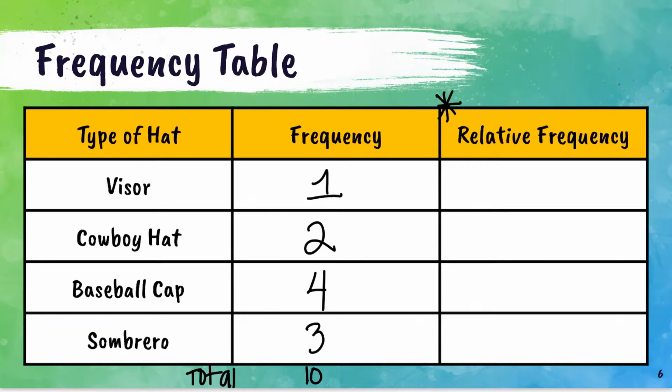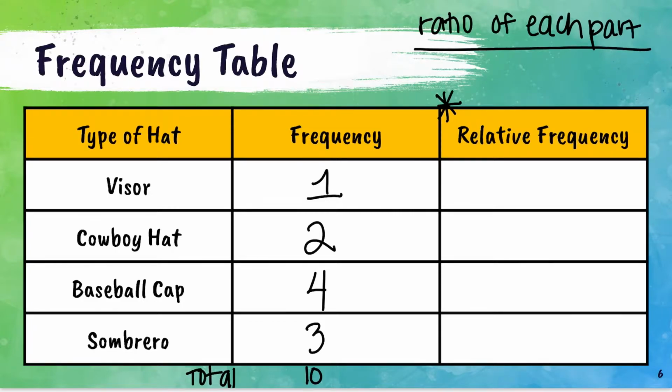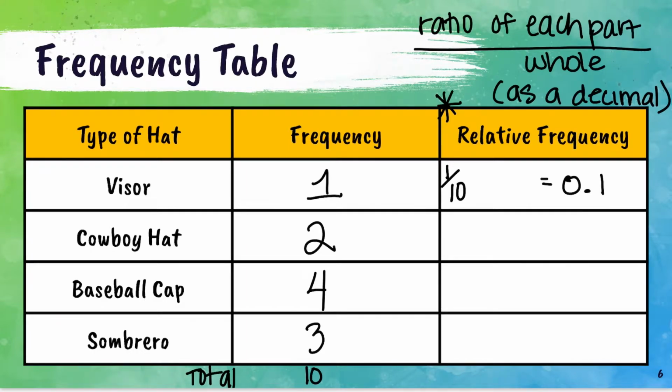So now we're going to move over here to this word, relative frequency. What this actually is, is the ratio of each part out of the whole, but it needs to be expressed as a decimal. So for our visor, we had 1 out of all 10 that were visors. That represents 1/10, which I can write as a decimal as 0.1.